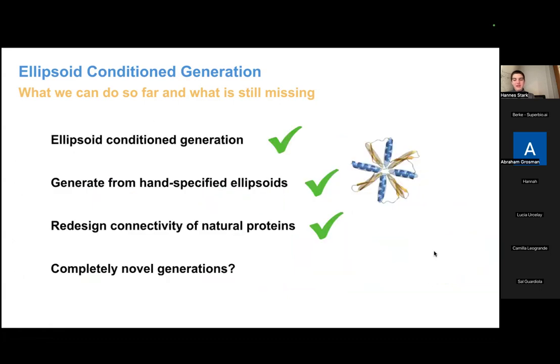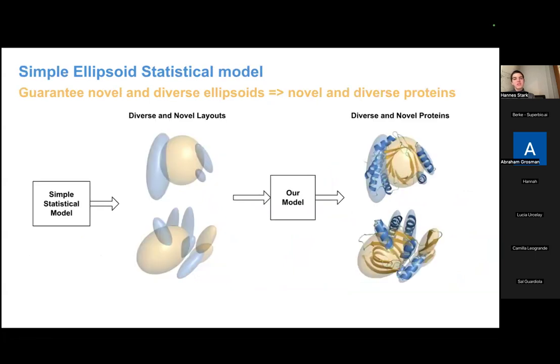But then one question is, how can we generate something completely from scratch? For that purpose, we use the simple statistical model that I talked about, a generative model over 3D ellipsoid layouts. Protein generation then works in a two-step process. We first generate a 3D layout with one generative model, and then we generate the protein conditioned on that 3D layout with our other generative model.